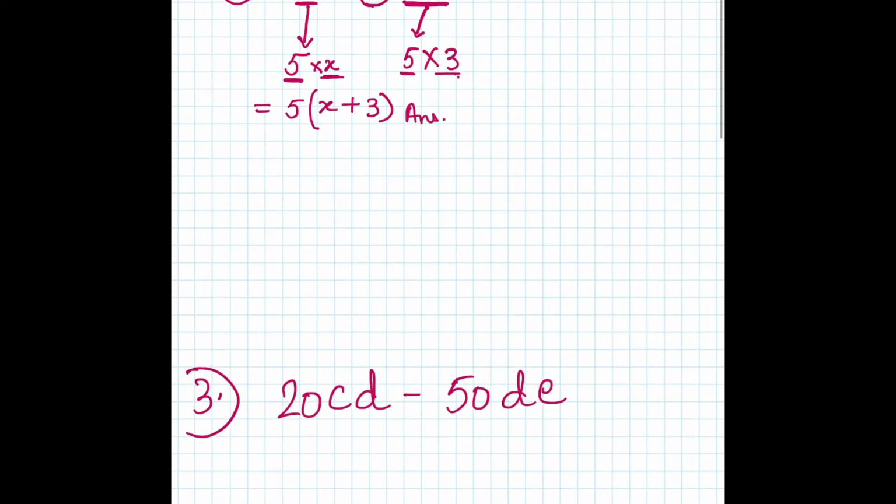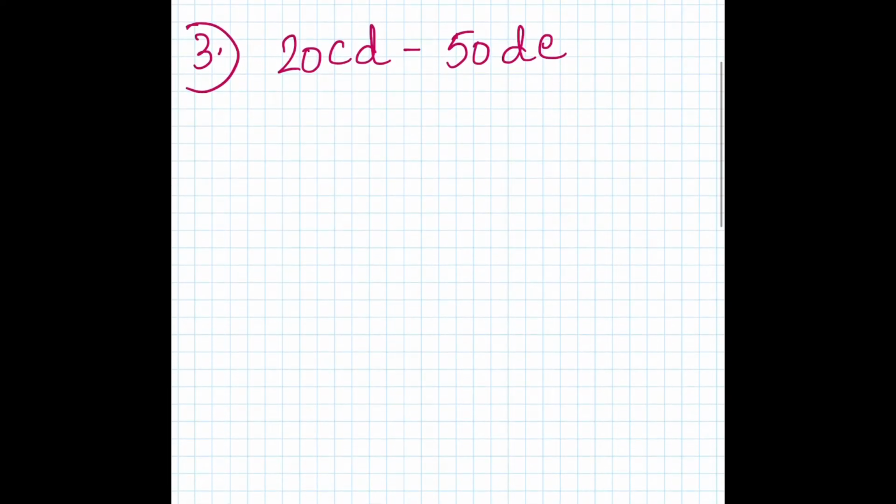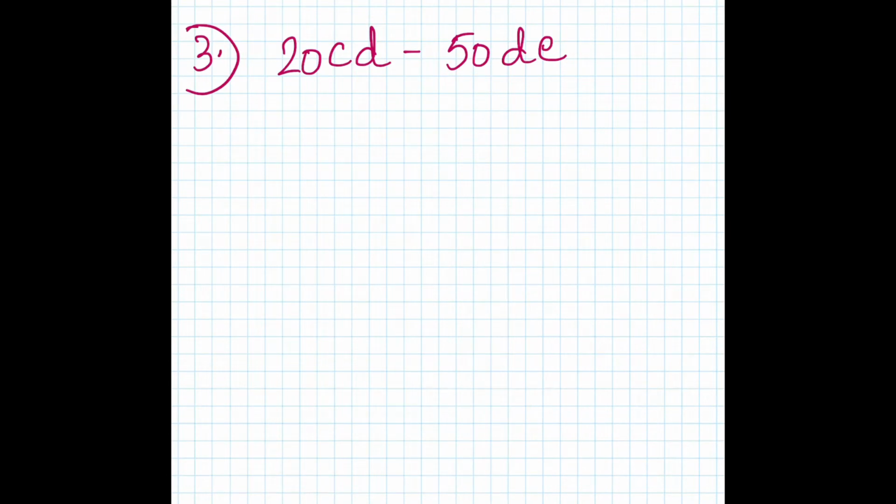Right. So question number 3 here says 20cd minus 50de. Right, so here the numbers are 20 and 50. So when we find the common factors, 20 can be written as 2 times 10, and 50 can be written as 5 times 10, right? So 10 here will be our common factor, whereas when we go with the letters, we have c times d, and on this side we have d times e.